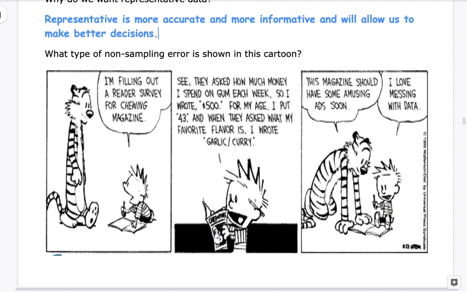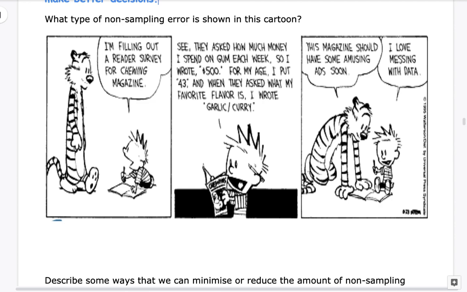Okay, so what type of non-sampling error is shown in this cartoon? This is Calvin and Hobbes. "I'm filling out a reader survey for Chewing magazine. They asked how much money I spend on gum each week, so I wrote $500. For my age, I put 43, and when they asked me what my favourite flavour is, I wrote garlic/curry. This magazine should have some amusing ads soon. I love messing with data."